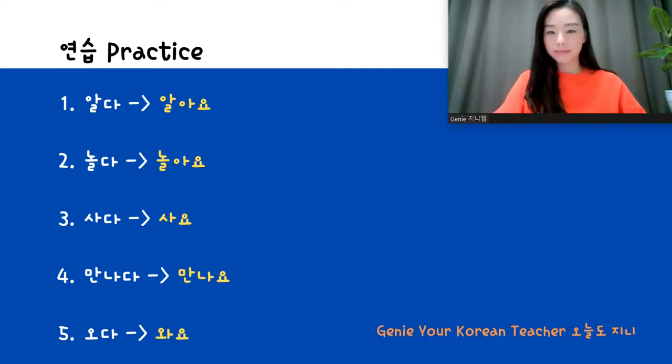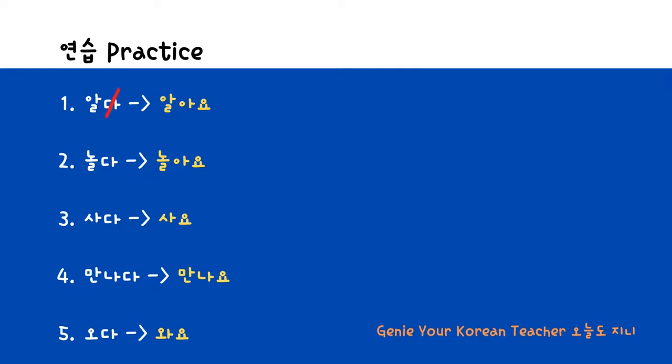Number 1. Take out 다. It ends with ㅏ. So you combine with 아요. So it becomes 알아요. Number 2. Take out 다 from the basic form. And it ends with ㅗ vowel. So again, you have to put 아요. 놀아요.